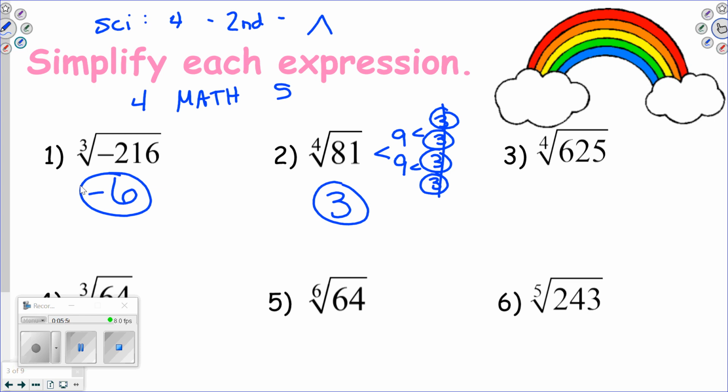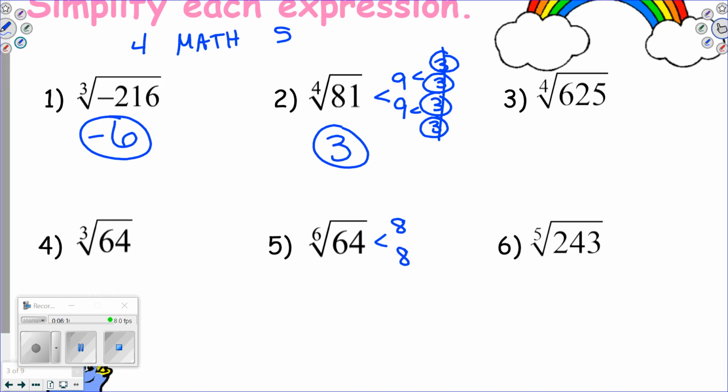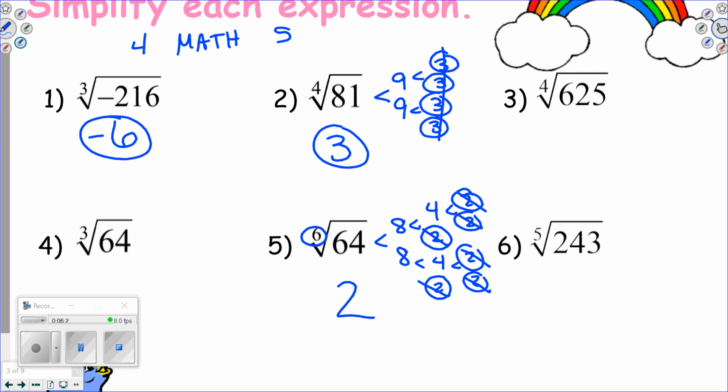So if you didn't have a calculator, can you do a tree? Yeah, you sure can. Like down here, the 6th root of 64. You'd say, okay, that's 8 and 8, 4 and 2, 2 and 2, 4 and 2, 2 and 2. It's a lot of 2s. But how many would you need to be in a group? You need 6 of them. 1, 2, 3, 4, 5, 6. I had six 2s.